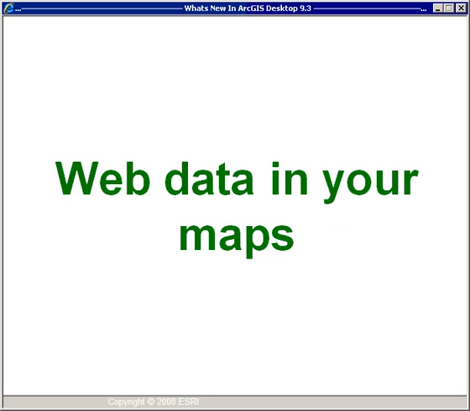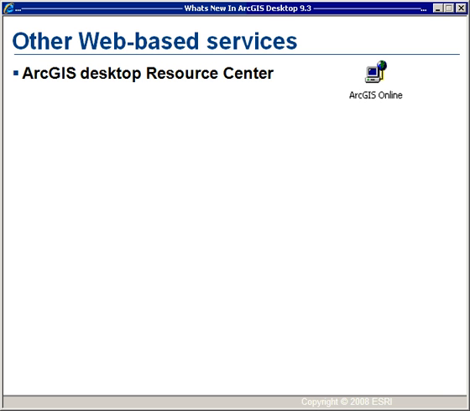Let's take a look at our last topic this afternoon, everyone. The last topic we're going to be discussing is web data in your maps. This is the part where we talk about some of the cool new things you can add into ArcMap from different resources and locations. You've already seen how I used data from the ArcGIS Desktop Resource Center, and I used the Content tab to add layer data from the Resource Center.